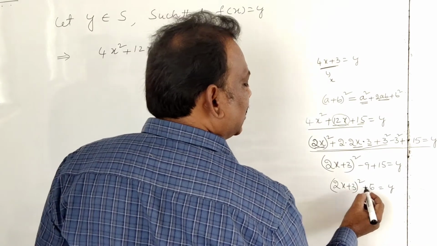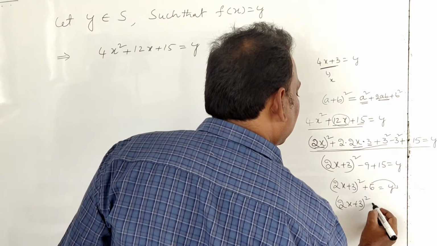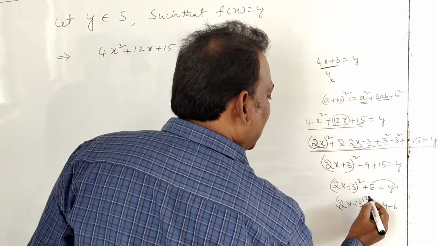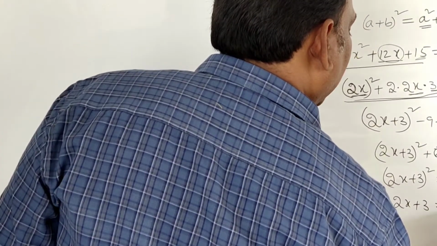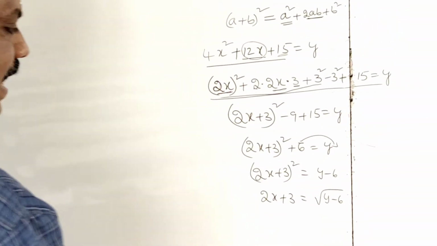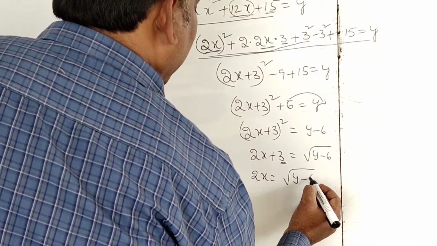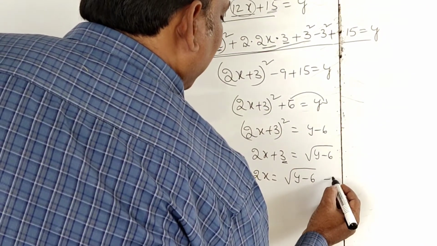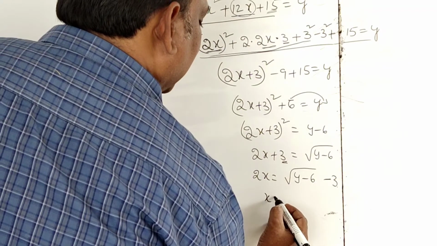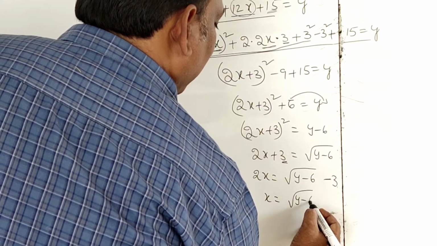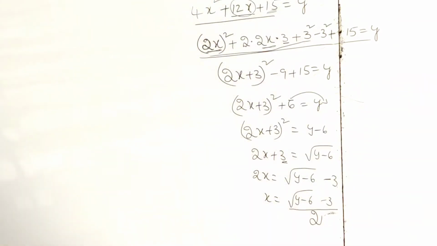We need the x value. That's why first you bring this term to the right side. (2x plus 3) whole square is equal to y minus 6. After that we have to remove this square, so the square becomes square root. And next we have to remove this 3. So 2x is equal to root over y minus 6. This is plus 3, it goes to minus 3. While writing this, be careful. The root is up to here only, not for the 3. We need x, that is equal to root over y minus 6, minus 3. This 2 is multiplying, so we will come to here dividing. Now we got the x value.